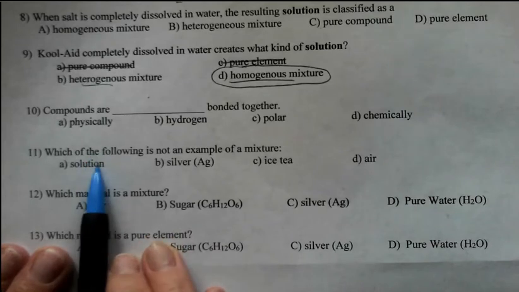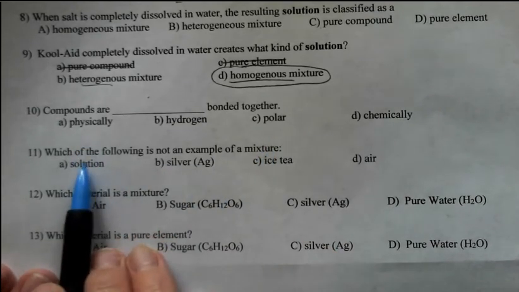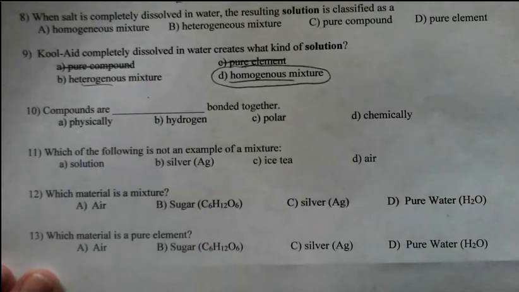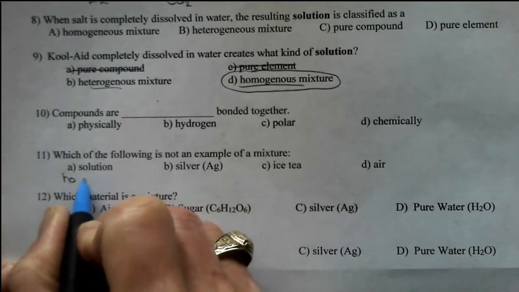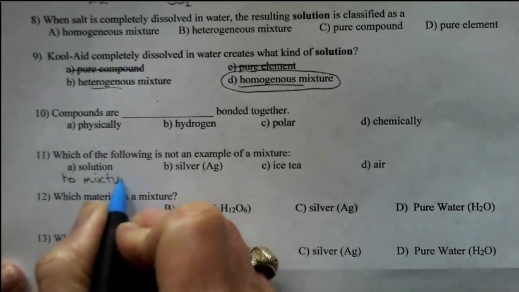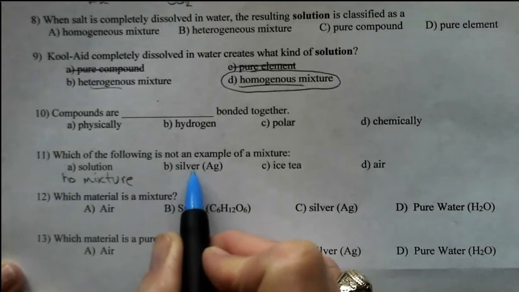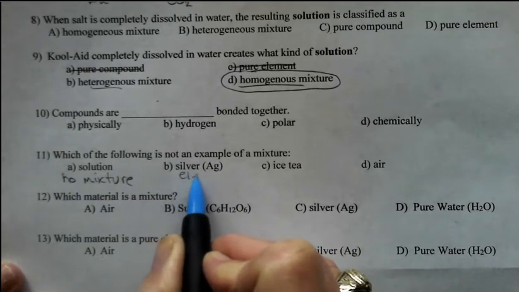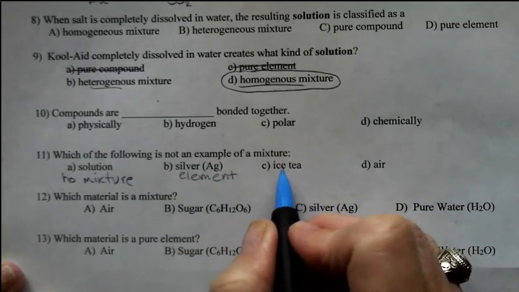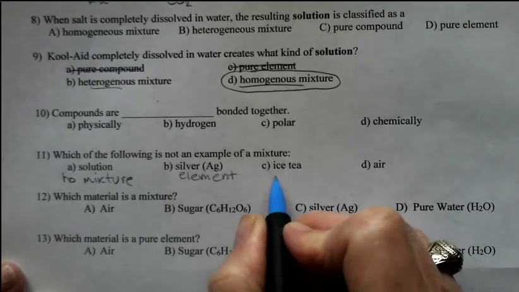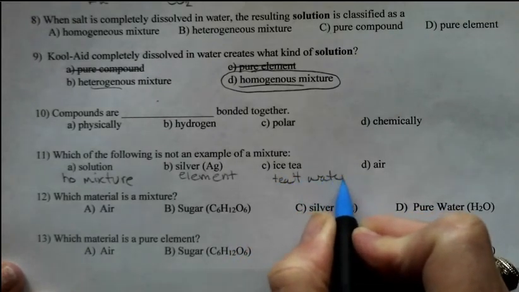Number 11, which of the following is not an example of a mixture? Okay, let's see, a solution. Well, we talked about up here how a solution is a mixture. It's a homogeneous mixture. Silver. Silver is an element. Let's check everything else out first, though. Iced tea, is that a mixture? Yep, it is. It's a mixture of tea plus water and air.